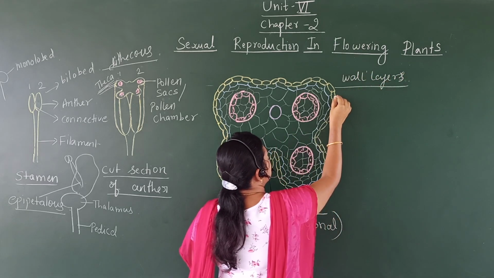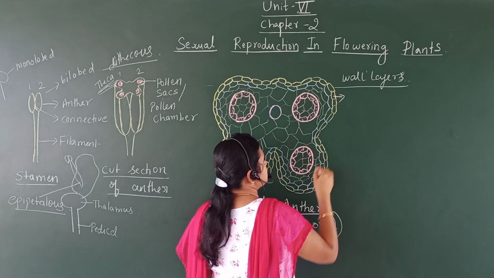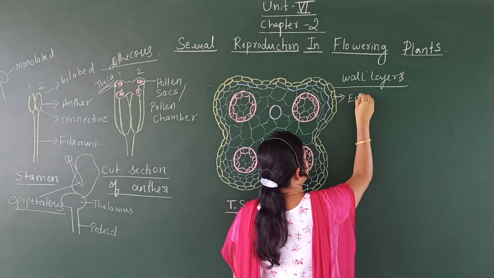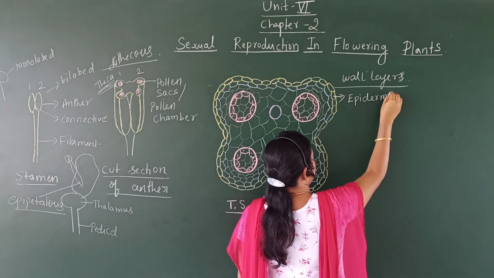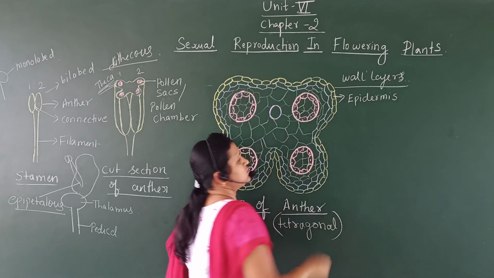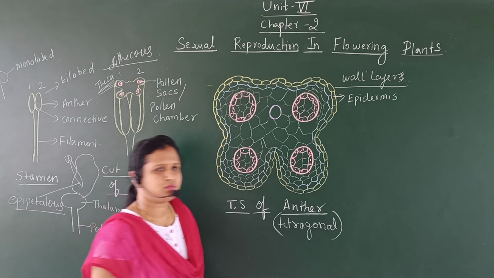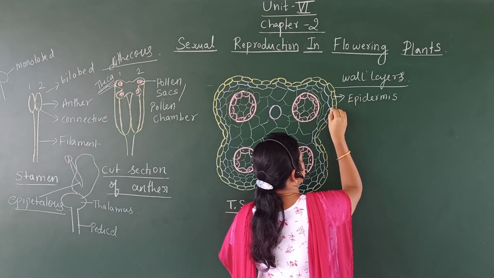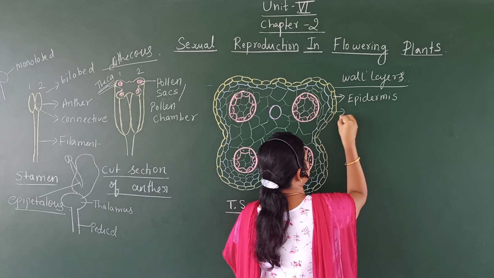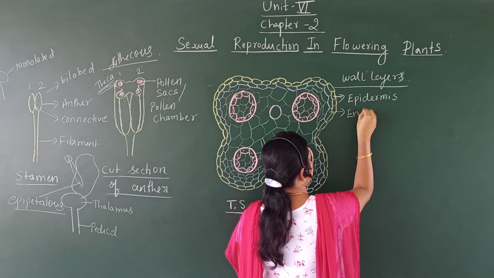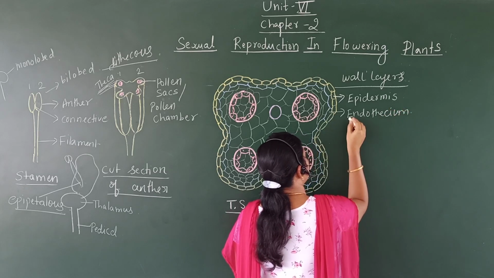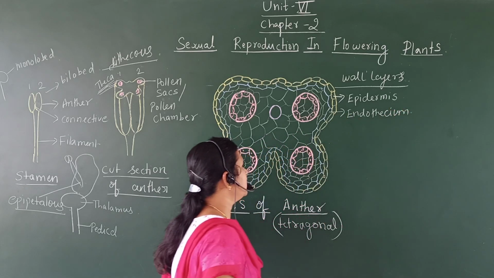And here, the completely outermost wall layer, the first wall layer, is called the epidermis. Mainly there will be 4 wall layers. The outermost layer is called epidermis, and it will be a single layer. Next to the epidermis, below the epidermis, the second wall layer is called endothecium. That is also a single layer.